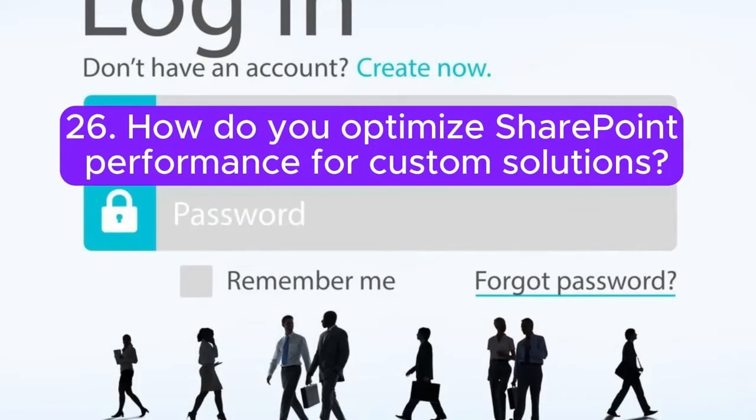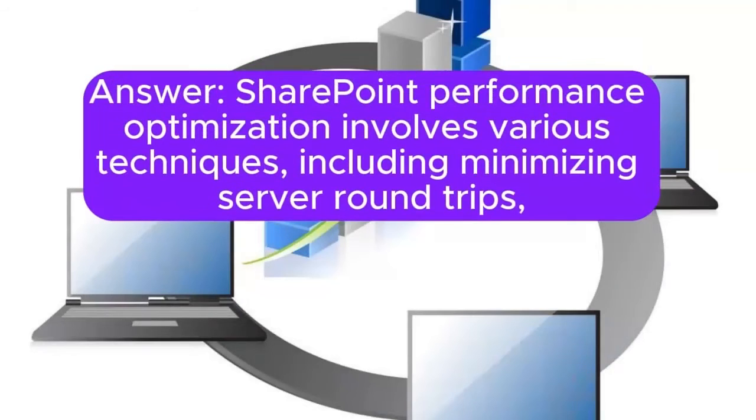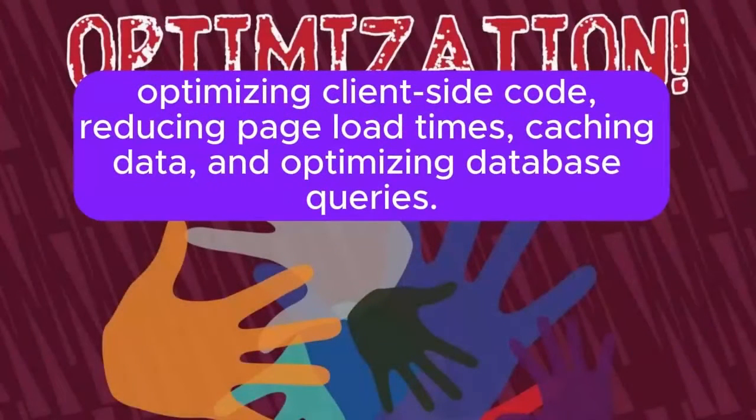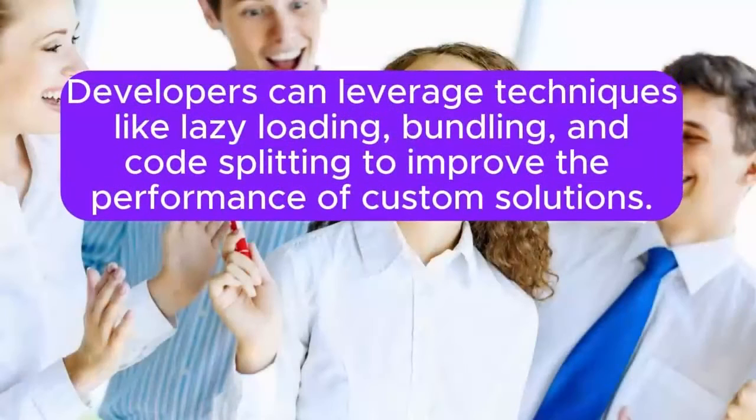26. How do you optimize SharePoint performance for custom solutions? Answer: SharePoint performance optimization involves various techniques, including minimizing server round trips, optimizing client-side code, reducing page load times, caching data, and optimizing database queries. Developers can leverage techniques like lazy loading, bundling, and code splitting to improve the performance of custom solutions.